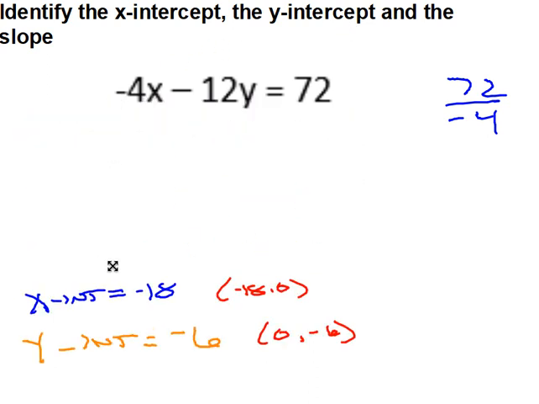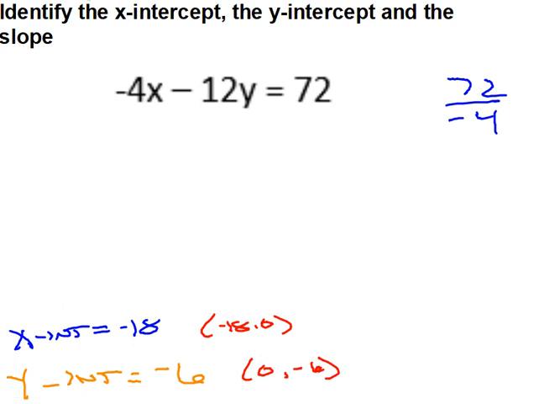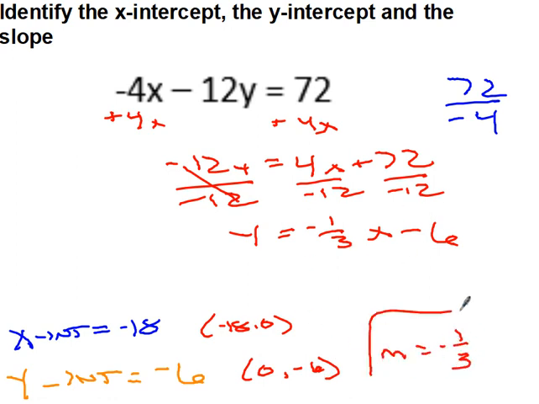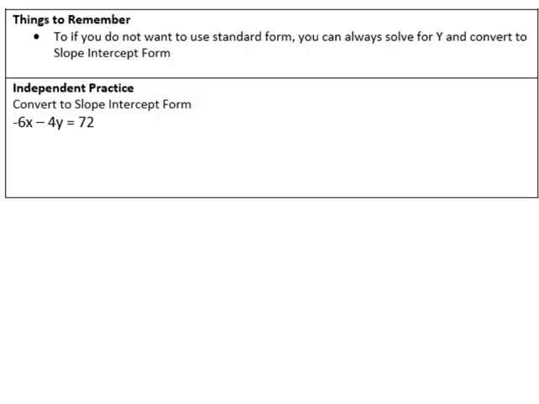Okay, let's convert to slope-intercept form because that's what we've been working on in this video. So I'm going to add 4x to both sides. I get negative 12y equals 4x plus 72. Then I have to divide everything by negative 12. And I get y equals negative 1/3 x minus 6, which is the y-intercept, so that makes sense. So my slope is negative 1/3. And I am done.